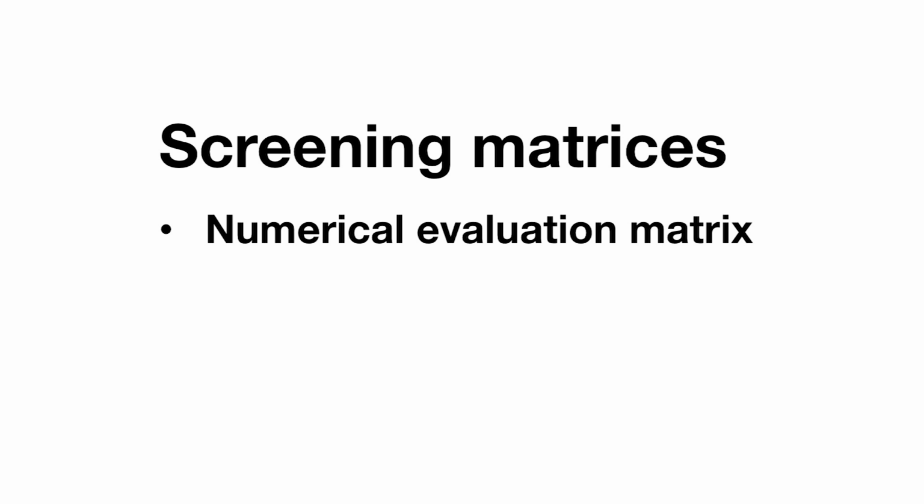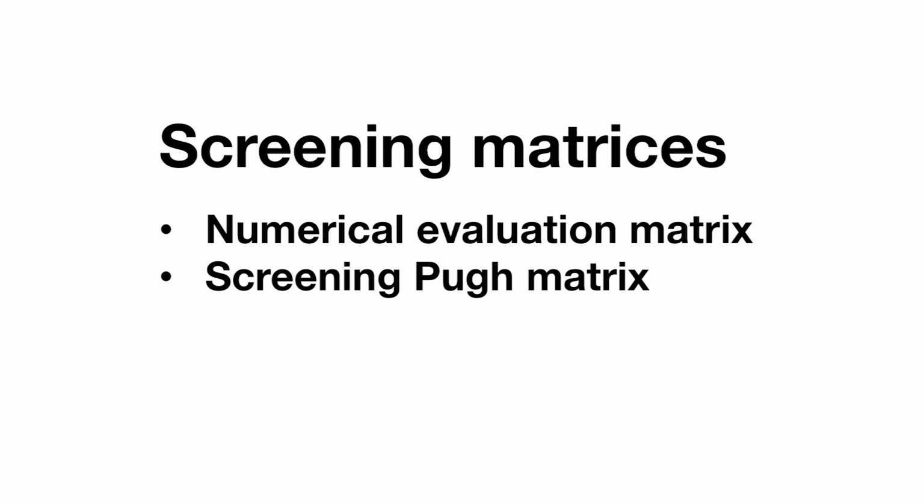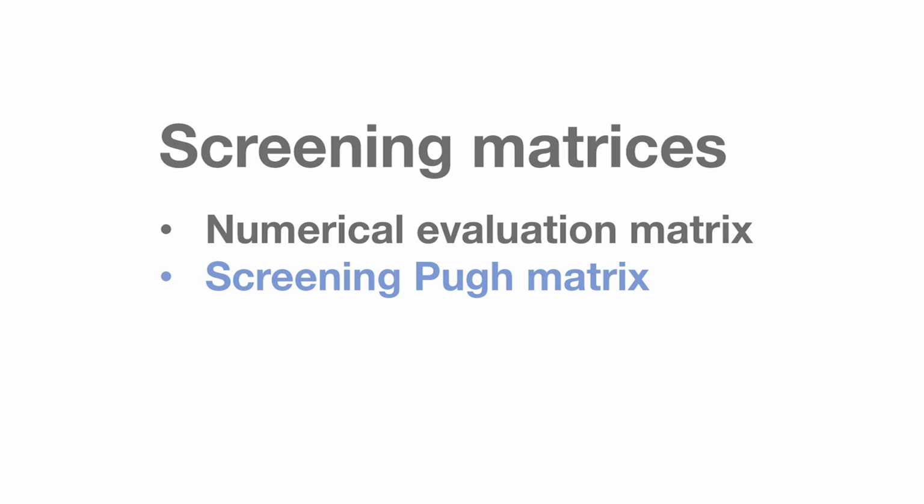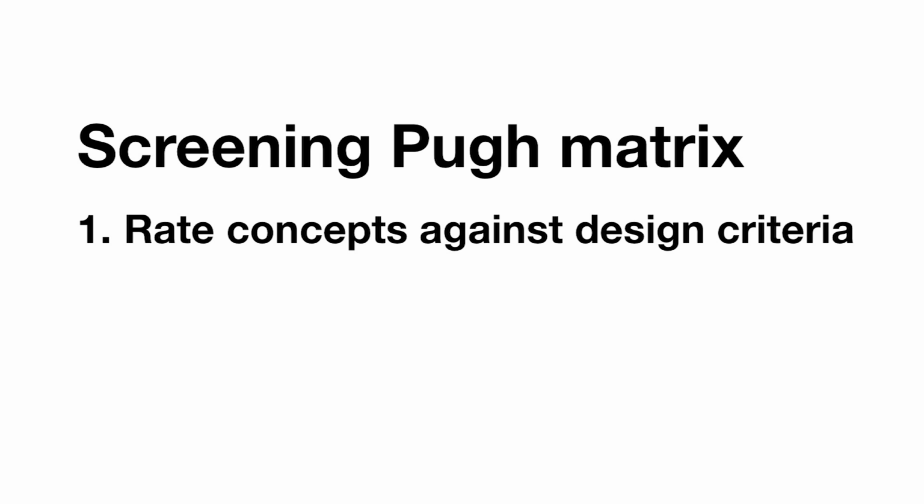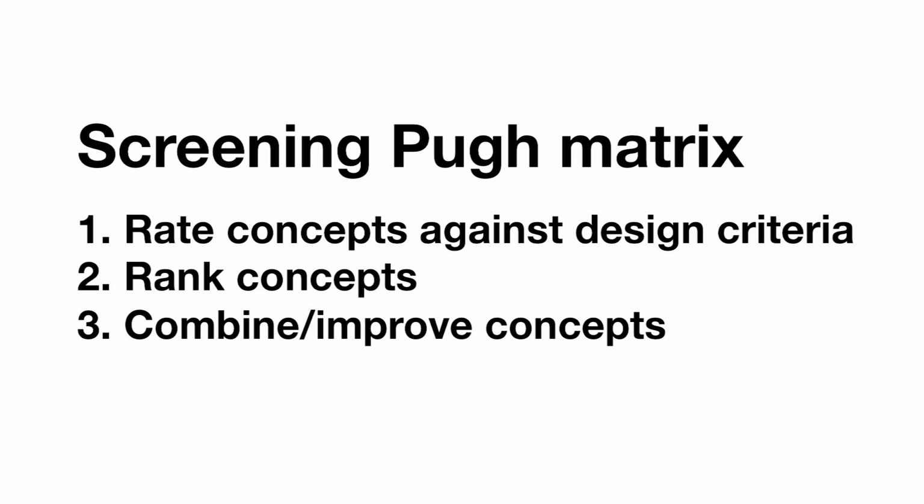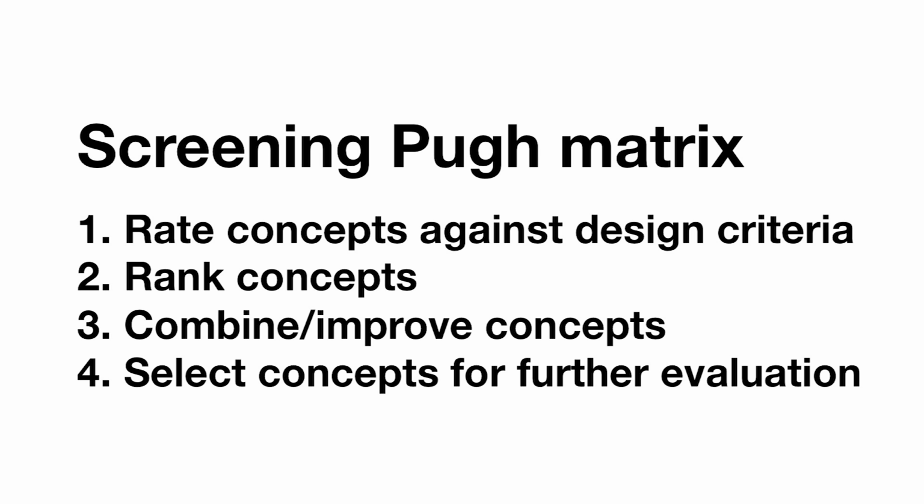The previous video mentioned two different types of screening matrices, the numerical evaluation matrix and the screening Pugh matrix. This video is going to cover how to set up and use a screening Pugh matrix. Using a screening matrix allows you to do four things. Rate the concepts against the established design criteria. Rank the concepts. Combine and improve the concepts through the process of reflection. And select concepts for further evaluation.